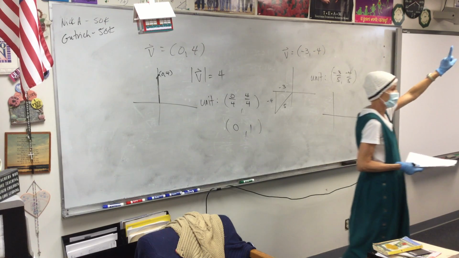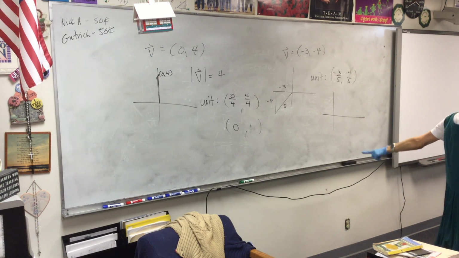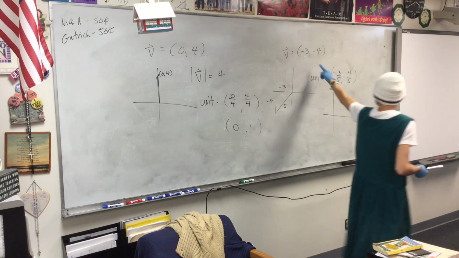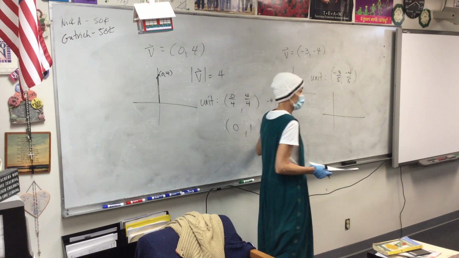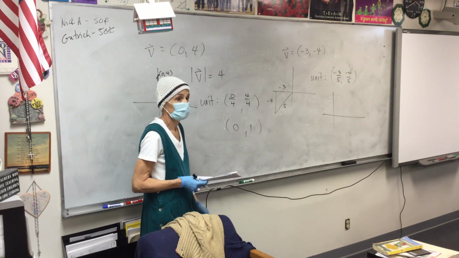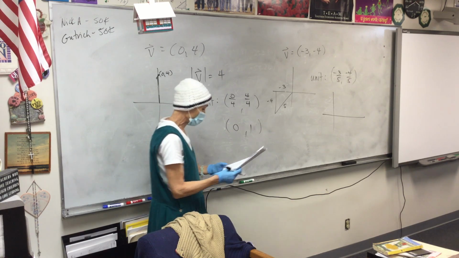Two steps. What do we do first? Find the magnitude of the original vector. Draw a picture of it, either Pythagorean theorem. What do you do then after you find the magnitude of the original vector? Divide the original coordinates by whatever you got. And then simplify if necessary. Okay? All right, part 6.